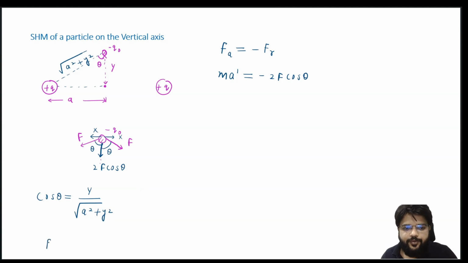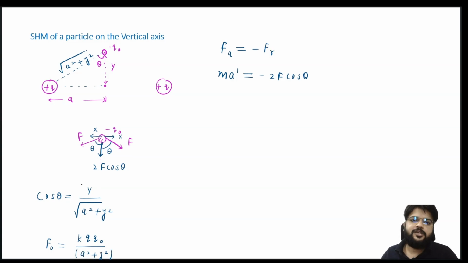So the magnitude of force between Q naught charge and plus Q charge can be written as K Q Q naught divided by the separation between the charges squared, which is a square plus y square. Because the formula is k q1 q2 by r square, here r is root a square plus y square. If you do the whole square, it is only a square plus y square.